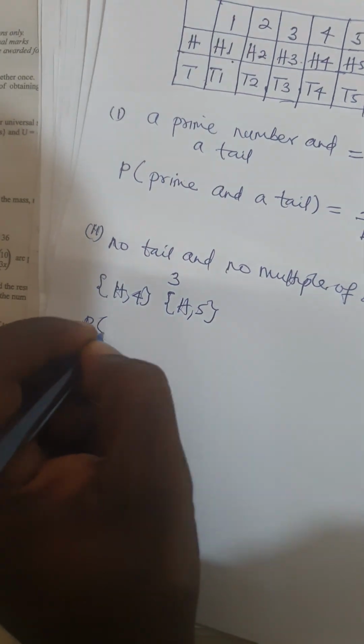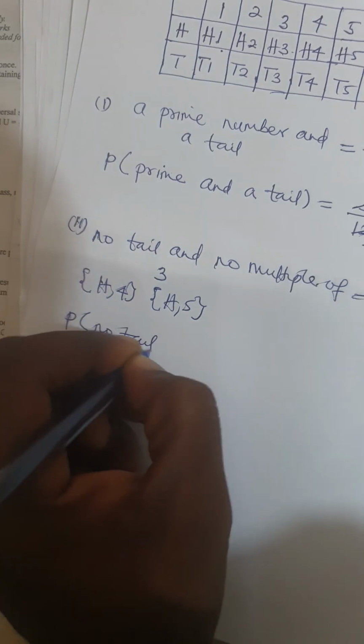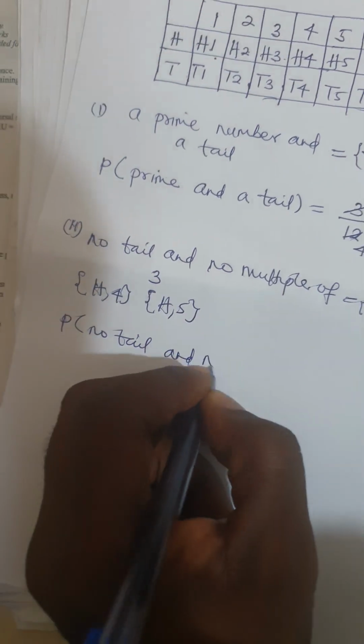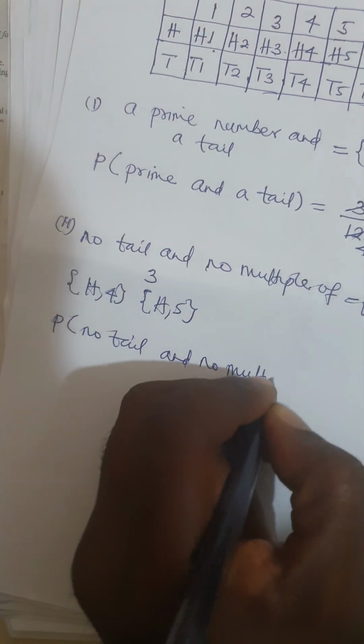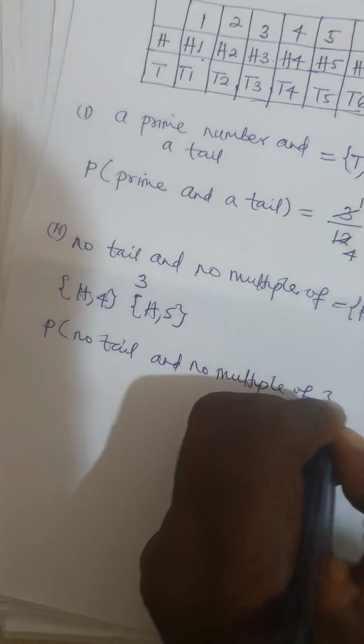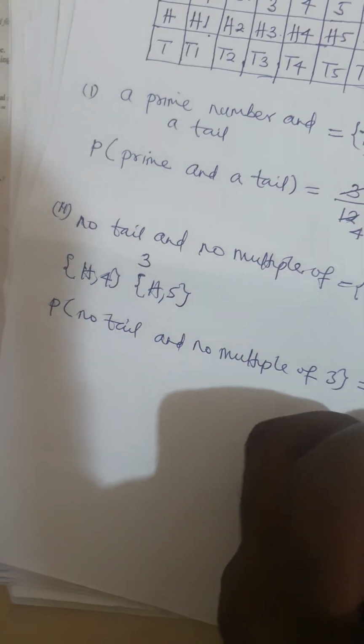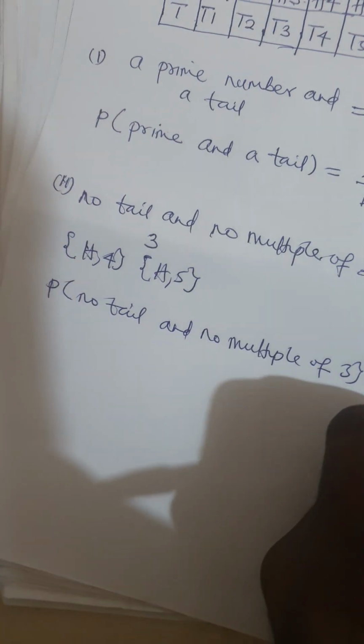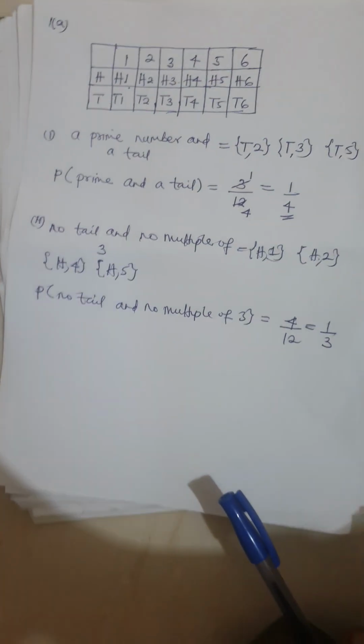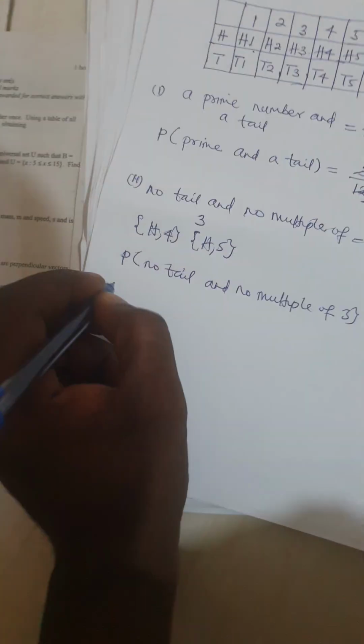So the probability of you obtaining no tail and no multiple of 3 is going to be 4 out of our 12 outcomes, and that is 1 out of 3. And that ends our work for question 1A. Now let's move to question 1B.